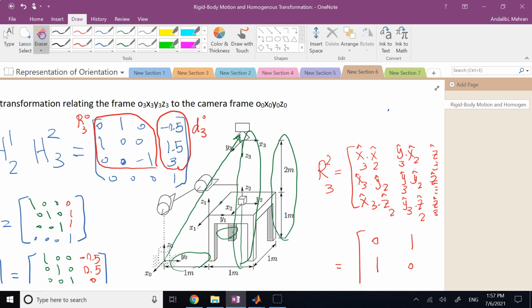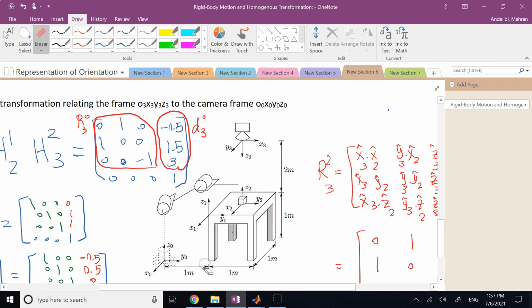And then it says, how would you orient the XYZ axis of frame 3? So this guy here is x of 3, written in frame 0. This is y of 3, written in frame 0. And this is z of 3, written in frame 0. So it says x of 3 is the same as what?